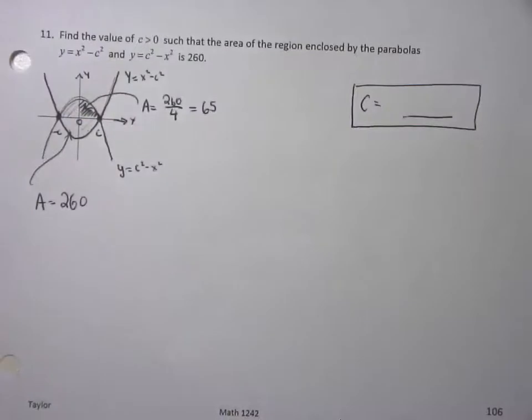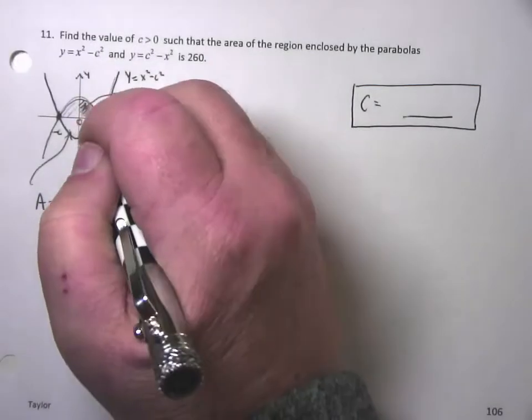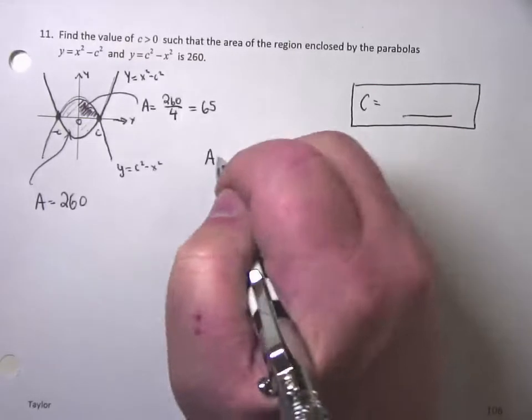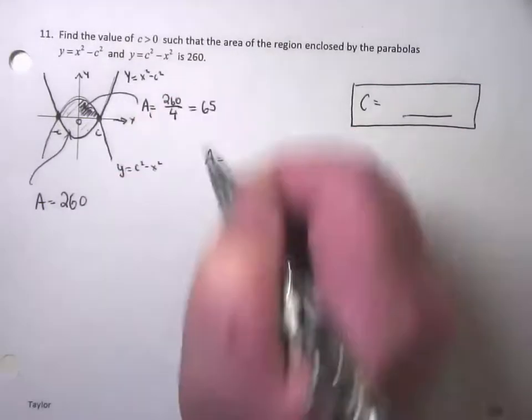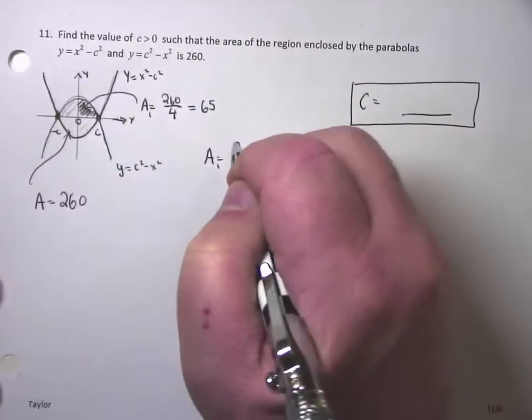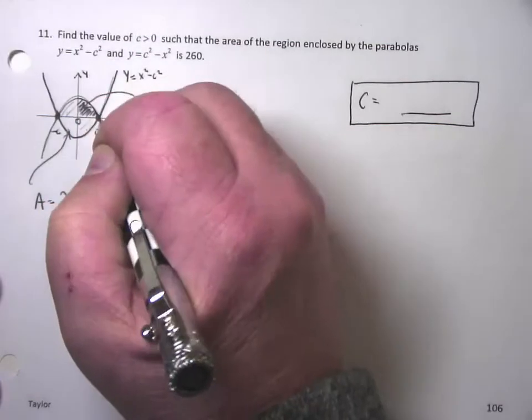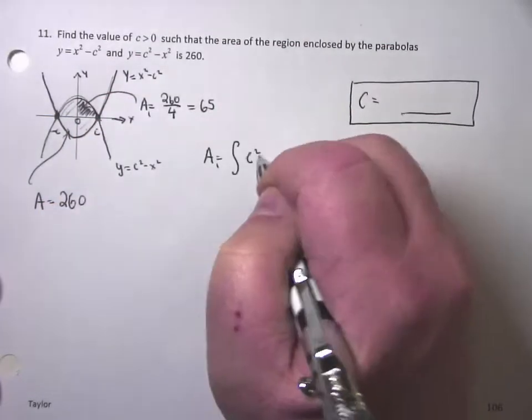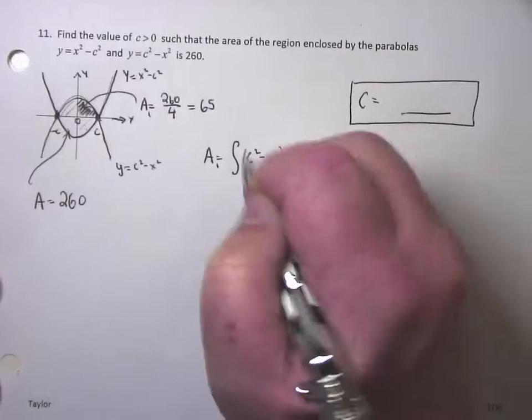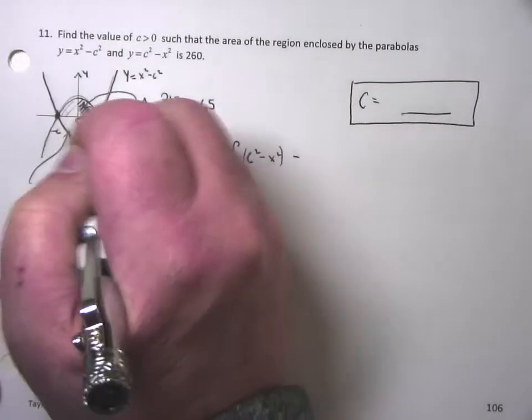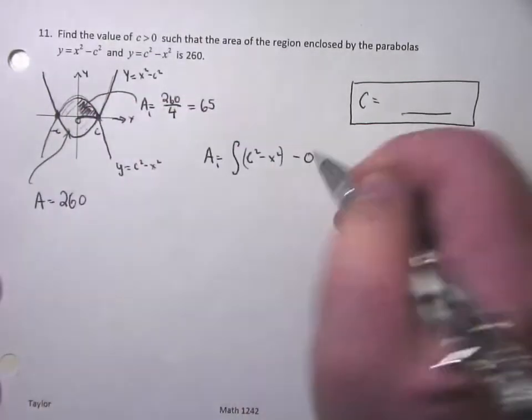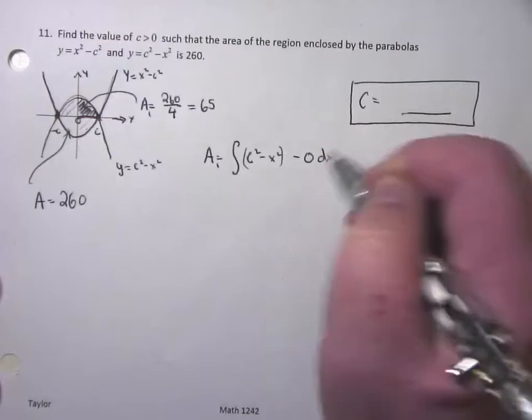And to find this region, you find the area of that region, I'll call it area 1 right there, is going to be the integral of the top function, which is c squared minus x squared, minus the bottom, but the bottom is the x-axis, which is y equals 0, dx from 0 to c.